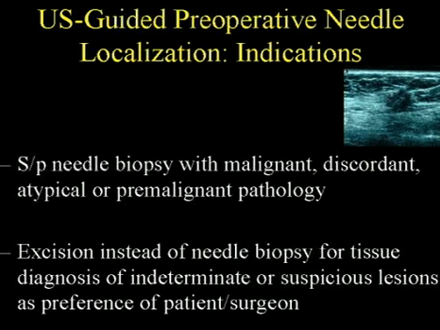The last type of ultrasound-guided procedure I'm going over is ultrasound-guided preoperative needle localization. For any of these lesions that we biopsied with needle biopsy, if their pathology comes back malignant, discordant, atypical, or pre-malignant, these need to come out surgically. And as they are not palpable, they need to be localized for the surgeon. And again, if they are seen by ultrasound, it's a very convenient way to localize the lesion, although localization can be done by other methods in addition.